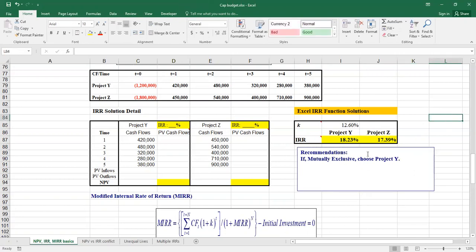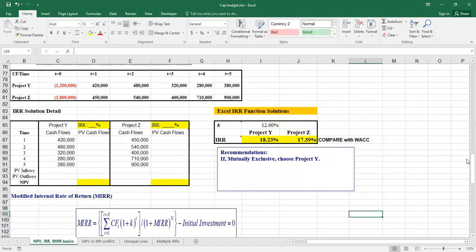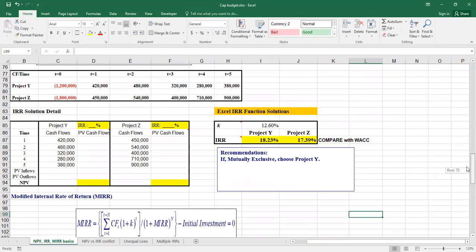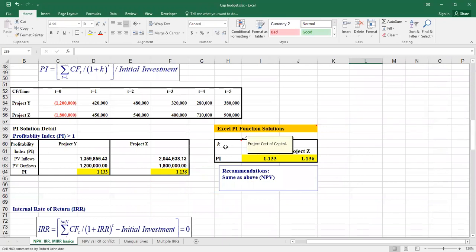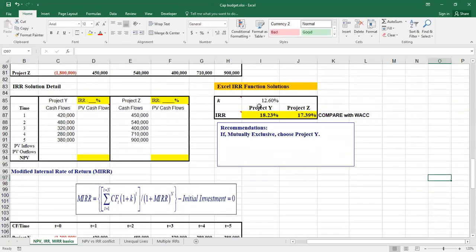Wait, una no? Unang-una, are both projects acceptable? Yes, sir. Why? Positive. Hindi, ha? Hindi. Kasi laging positive yan. It has to be compared with WACC. Okay. Compare natin sa cost of capital nila. Kasi, importanteng weighted average cost of capital kasi that's the average cost to the company of acquiring funds. Okay? Of acquiring financing. So, ang weighted average cost of capital nila, yung K, yung discount rate, project cost of capital, is 12.6. Okay, so, si project Y, 18.23 yung IRR nito.